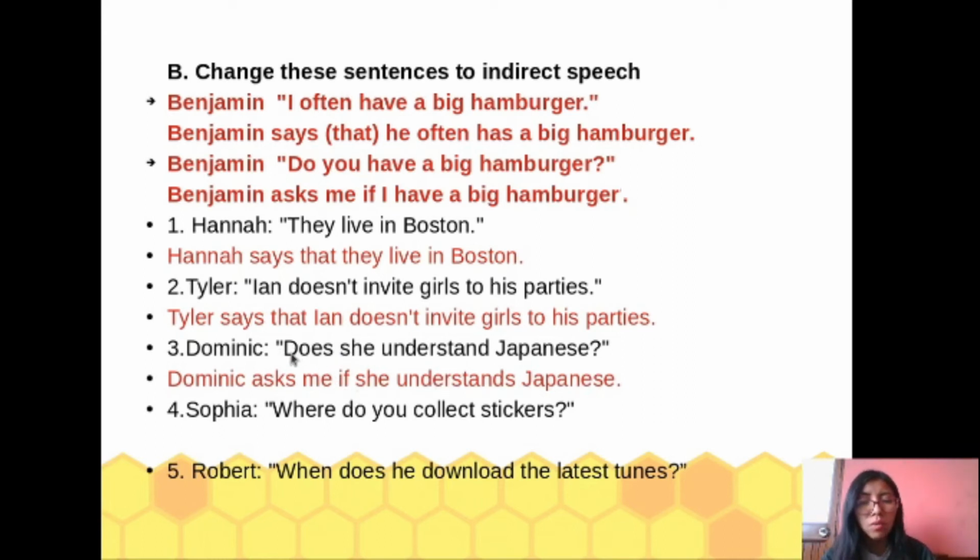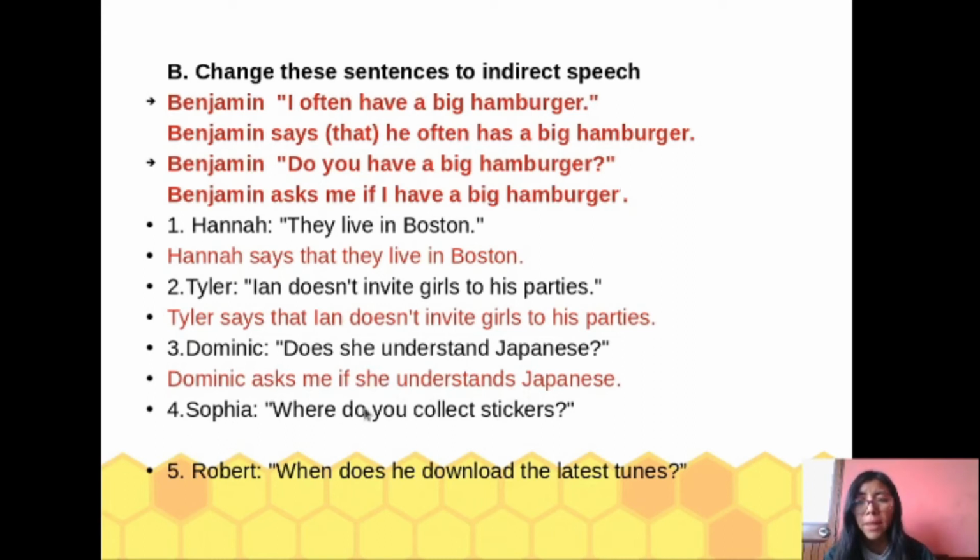Cuando la pregunta empieza con el auxiliar do or does, le cambio por if. She understands Japanese. Okay, in this case, I put an extra S because of the subject. Aquí le puse la S por el sujeto. Recuerde, for he, she, it, I have to put the extra S to the verb. Okay? We are going to see the next one.